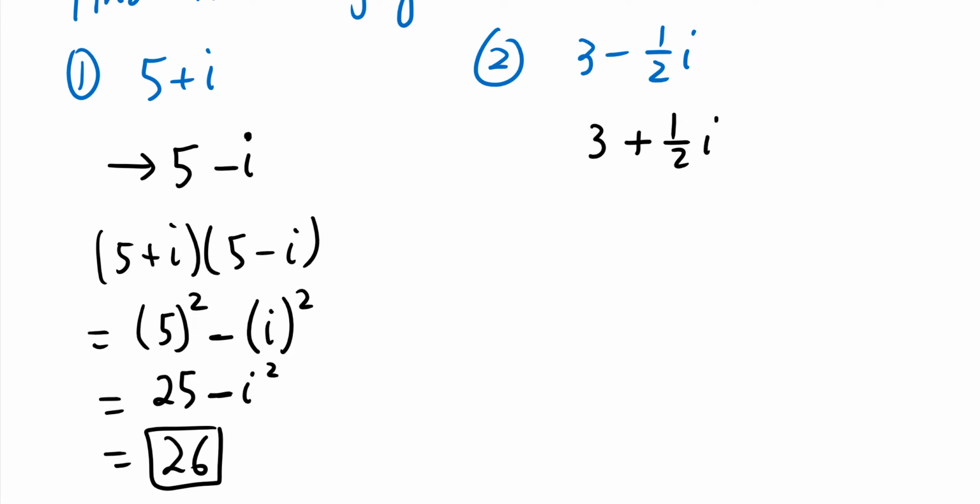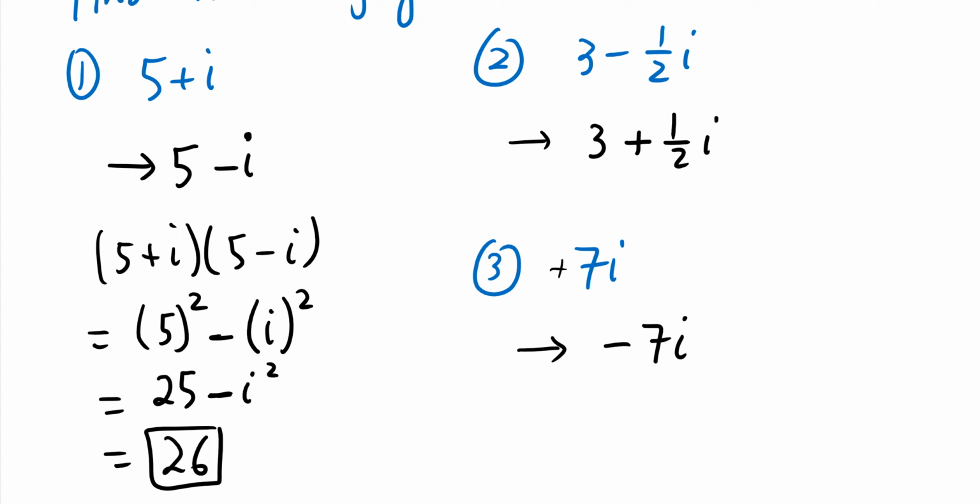What about if they ask us for 7i? What's the conjugate of 7i? The conjugate for 7i is simply negative 7i. Negative 7i. You just switch the sign. If it's a plus, minus, minus, plus.